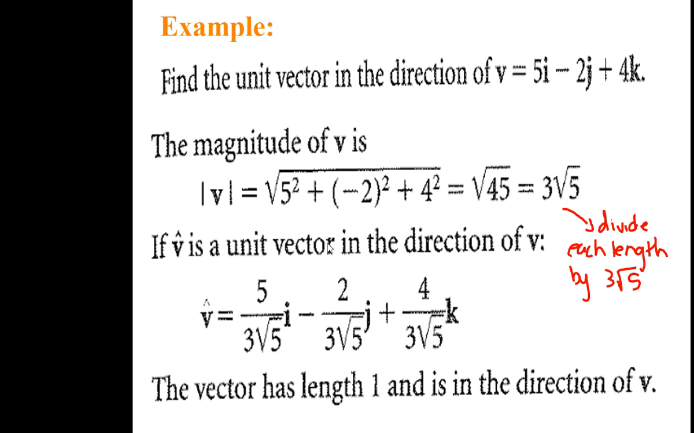So that proves that if you plug these values into the magnitude equation, Pythagoras' theorem in 3D, you would come out with a unit vector of 1. So to turn any vector into a unit vector, work out what its magnitude is as it is, and then divide each value here by the magnitude. Then you'll find that when you find the magnitude of that vector, it ends up being 1. So the vector has length 1 and is in the same direction as v because it's a scalar multiple. It's a scalar multiple of this vector because we divided them all by the same value.